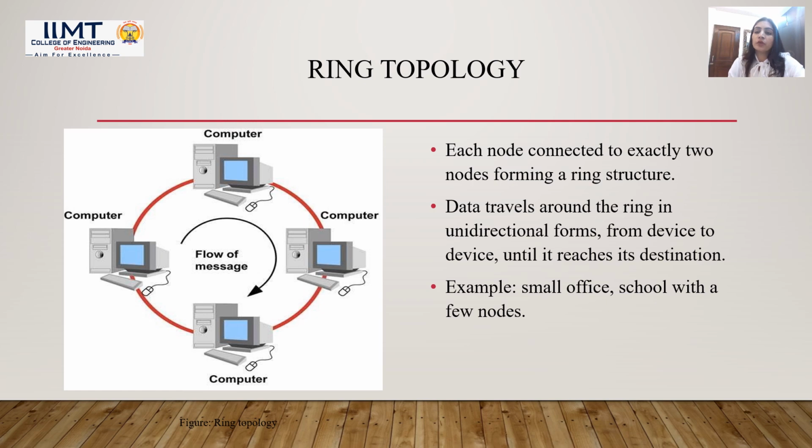Next point is ring topology. As we can see in the figure, each node is connected to exactly two neighboring nodes in the form of a ring structure. The diagram shows the flow of messages around the ring, a unidirectional flow of messages from device to device until it reaches its destination point. Schools and small offices are perfect examples of ring topology.